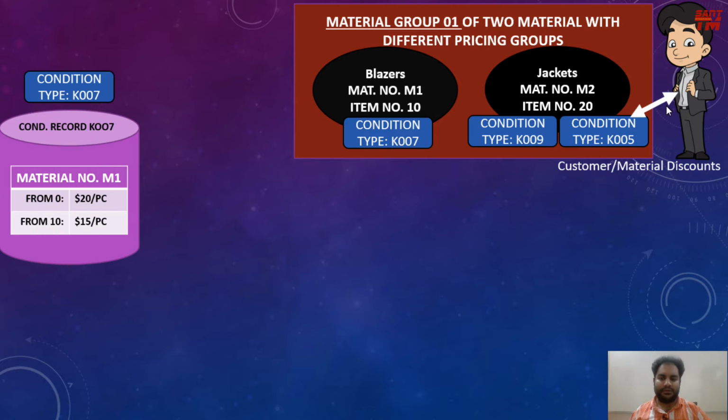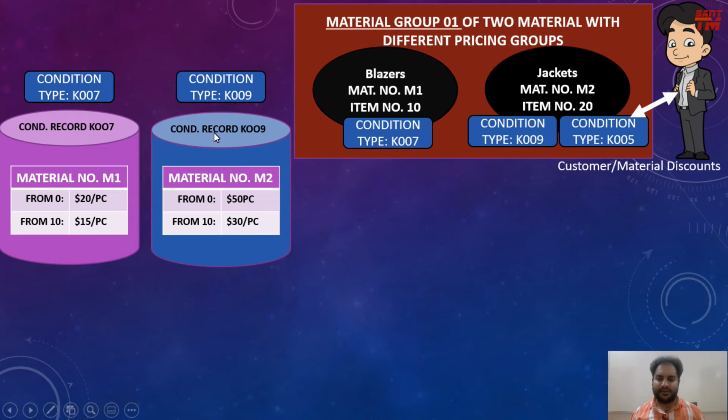Now this is the condition record for condition type K007. It says if you buy material number M1, that is blazers, from 0 and above pieces till 9 pieces, each piece would be charged at $20, and if you buy 10 or more pieces, it would be charged at $15 per piece. Then here is the condition record for condition type K009. It says that if you buy jackets ranging from 0 pieces to 9 pieces, each jacket would cost $50 per piece, and if you buy 10 or more jackets, it would cost $30 per piece.